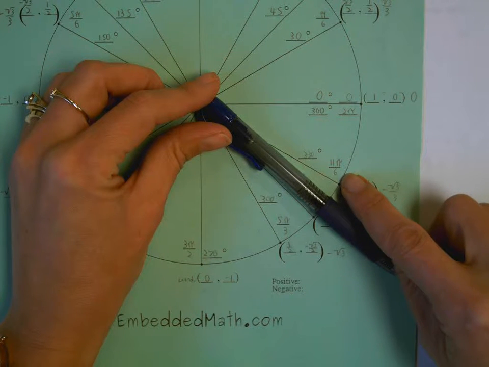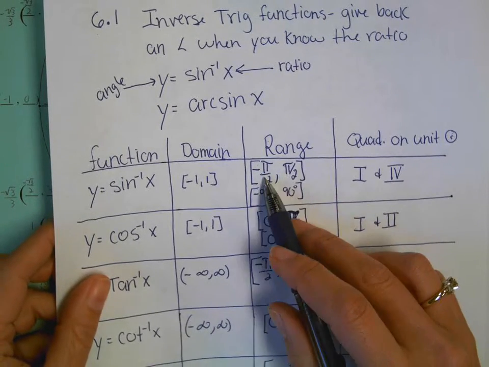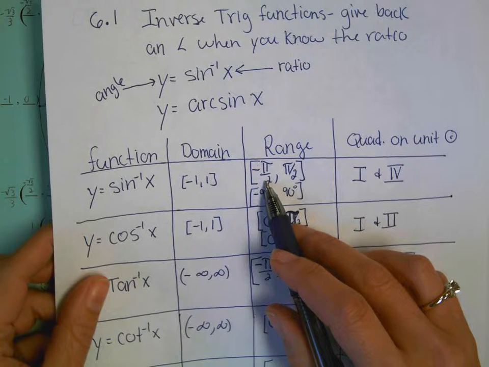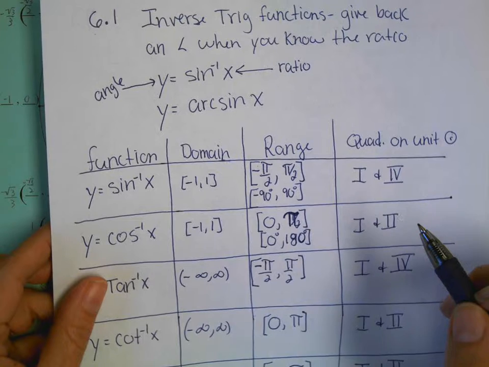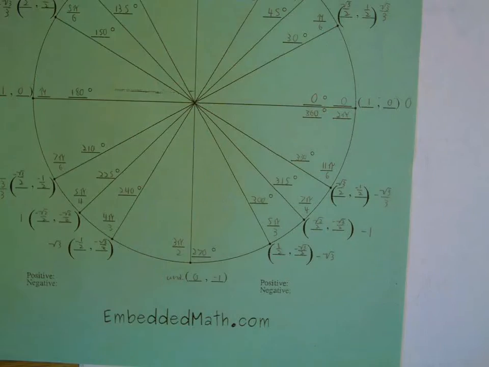Why do you want us to write negative pi over 3 as opposed to 5 pi over 3? Because 5 pi over 3 is not in between these two numbers. If we had degrees here, it would make more sense. So the correct answer is negative pi over 3.